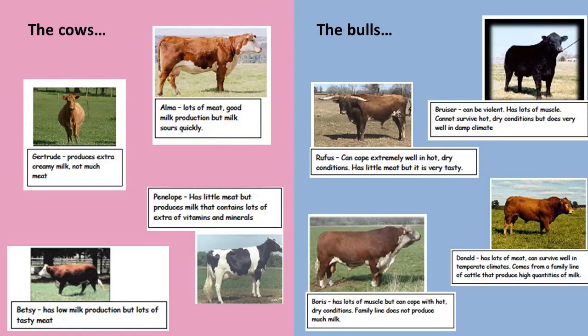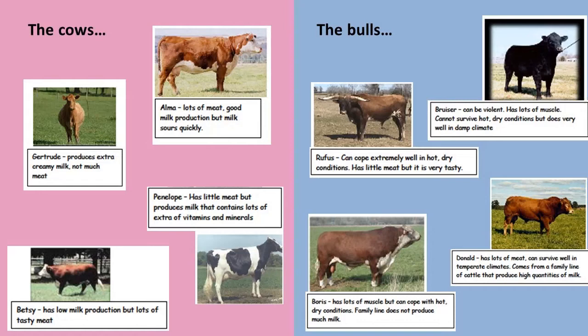So let's start with Gertrude. She produces extra creamy milk, but not much meat. We've got Alma, lots of meat, good milk production, but her milk sours quickly. That just means it goes off quite quickly. We've got Penelope. She's got little meat, but produces milk that contains lots of extra vitamins and minerals. And then lastly, for the cows, we've got Betsy. She has low milk production, but lots of tasty meat. In the blue corner, we've got the bulls. We've got Bruiser.